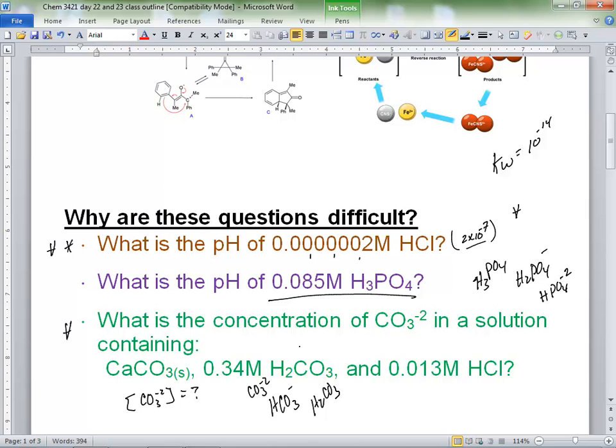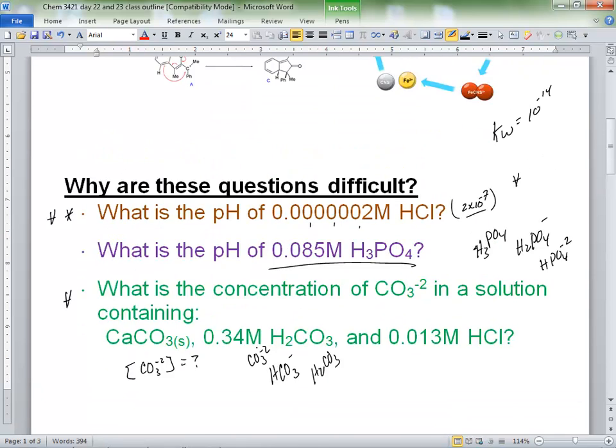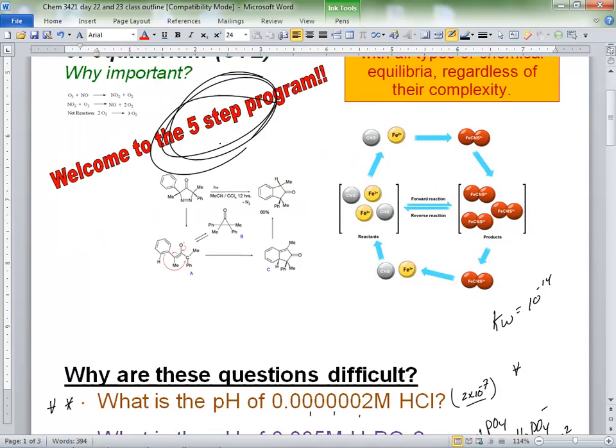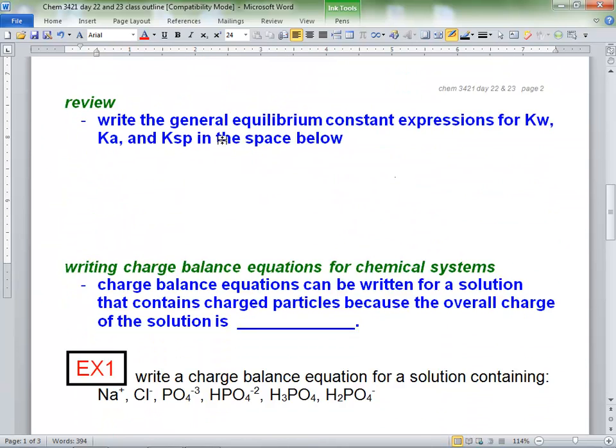So how do we handle that stuff? That's the big goal, and I think we'll handle that by the end of this. I think we call this day 22 and day 23. By the end of day 23, we'll have all this figured out, I think, with our 5-step program. Okay. So let's start with a little review.